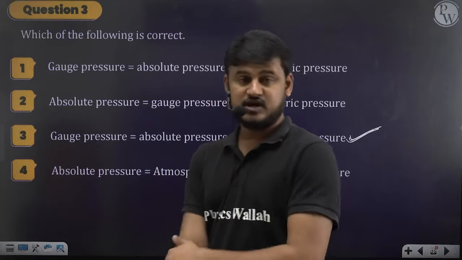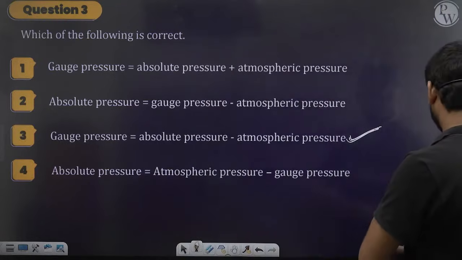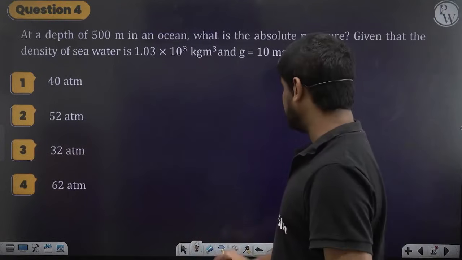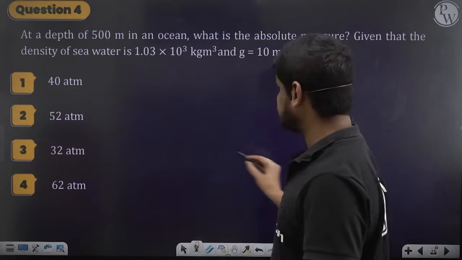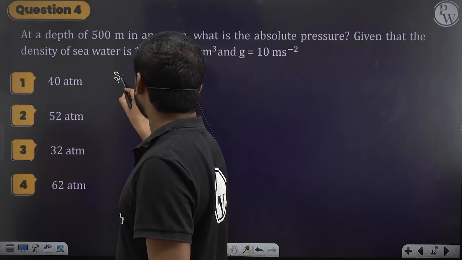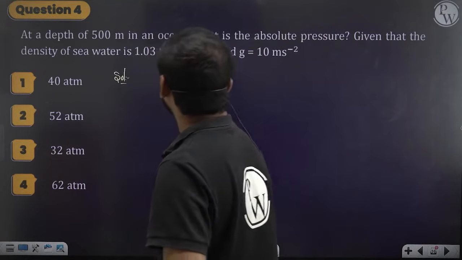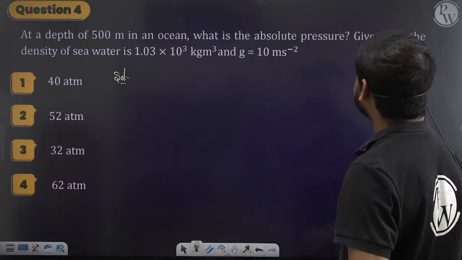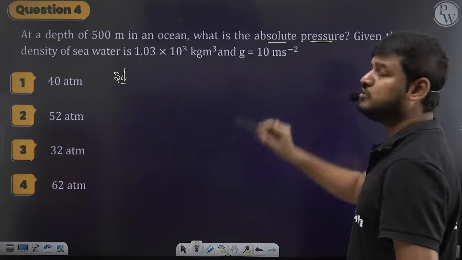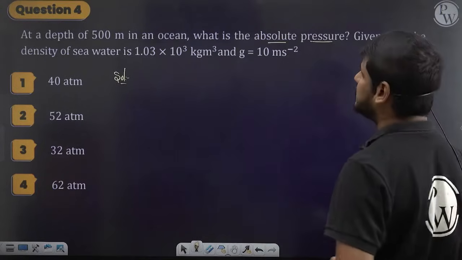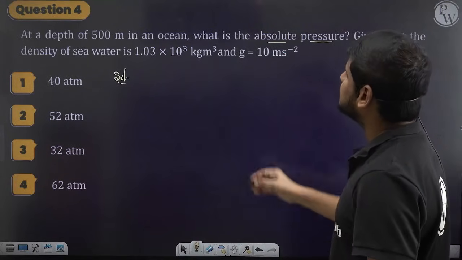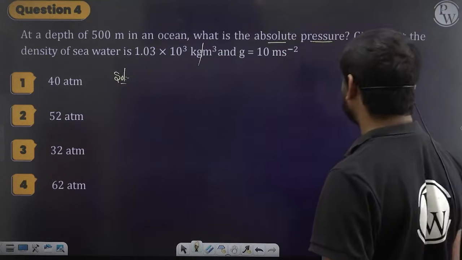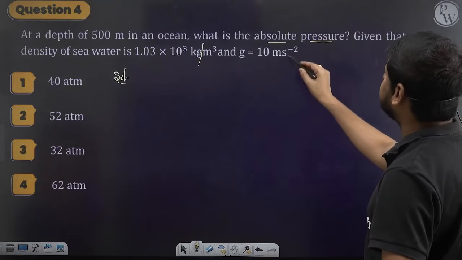Done, everyone? Sure. We have got one more question. Let's try to solve this question on your own. What does the question say? At a depth of 500 meters in an ocean, what is the absolute pressure? They are asking for absolute pressure, meaning the total pressure. The density of the sea is given in kg per meter cube, guys.